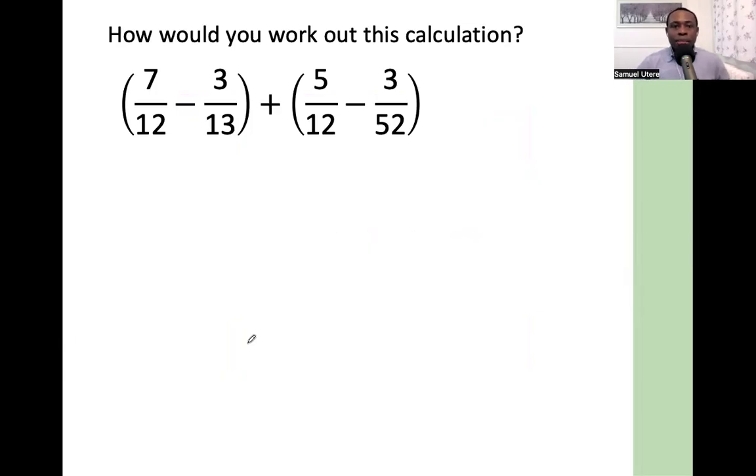Here is another example. How would we work out these calculations? I want you to think, do you really think the brackets are necessary?